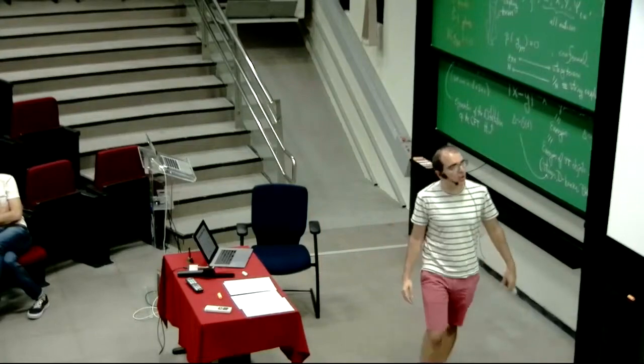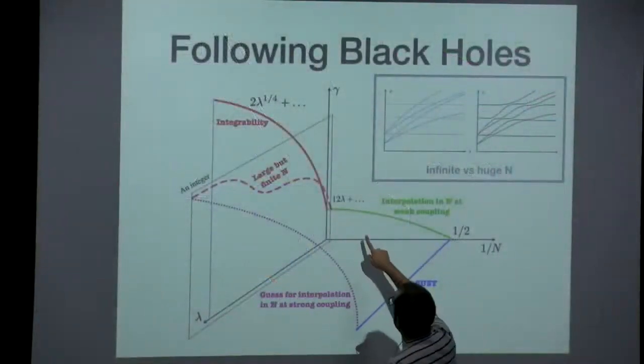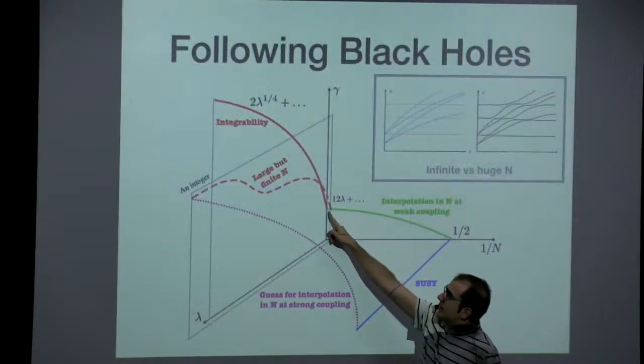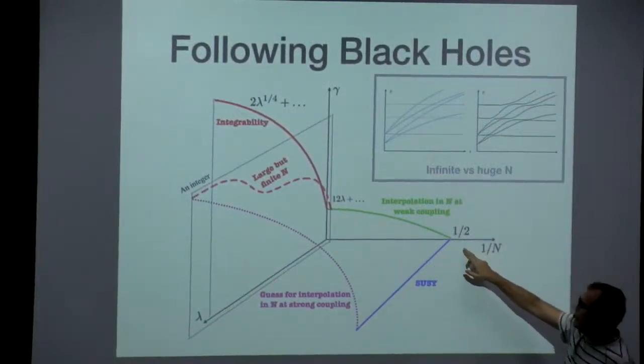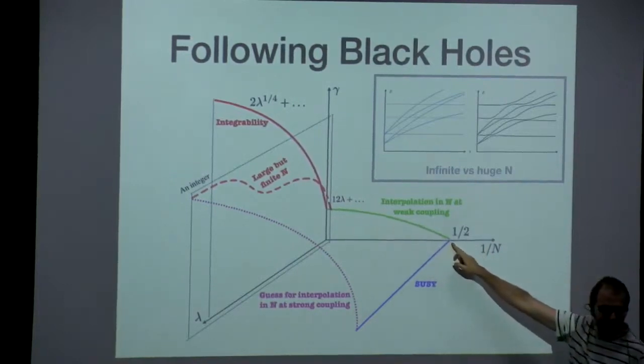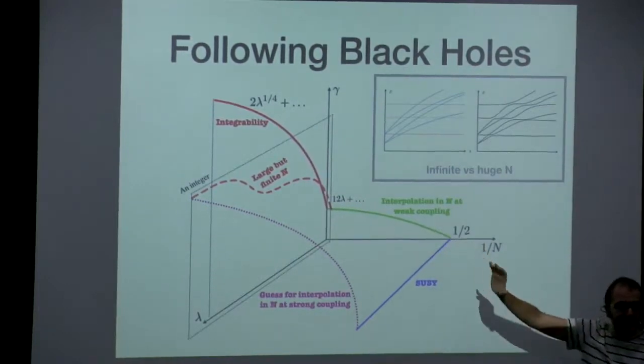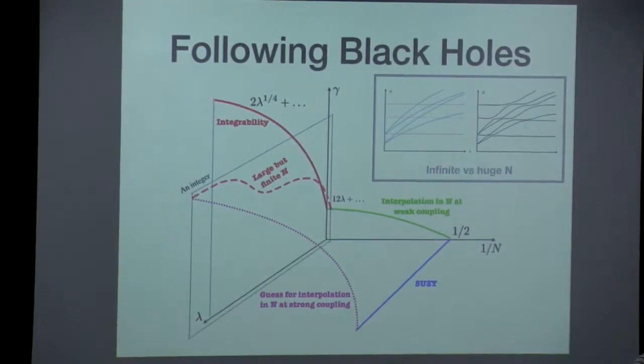So just to conclude. This is what we saw, this green line. I start with some state that had some energy, and I decrease n. I'm plotting 1 over n, and the energy becomes 0. Now, this was all done in the regime where I could do computations in the gauge theory, which was weak coupling. And now you could ask, what happens more generally as I change the coupling and so on?